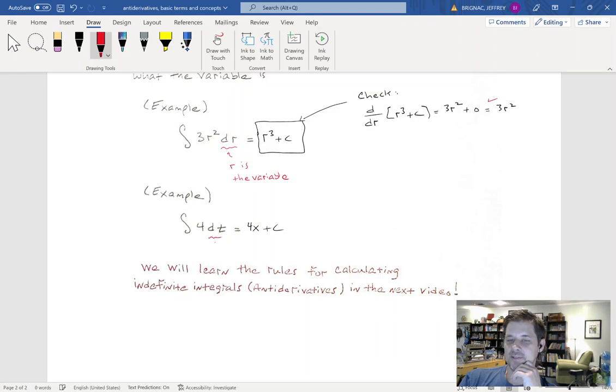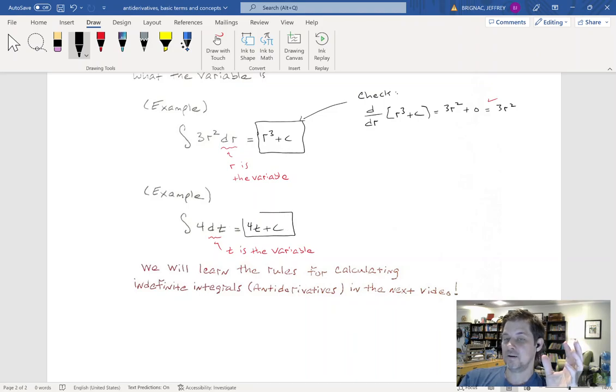So right here, I'm looking at that differential. I'd say t is the variable. And I can't overlook that. It would be easy to overlook that in this particular problem. All right, so let's fix that. So what I want is 4t. Yes, the derivative with respect to t of 4t plus any constant is 4.